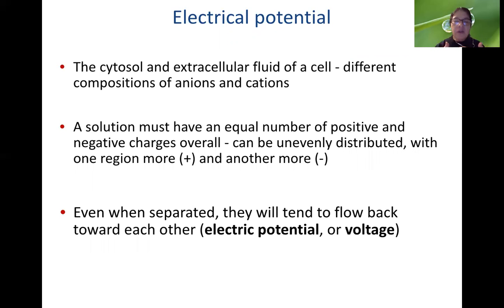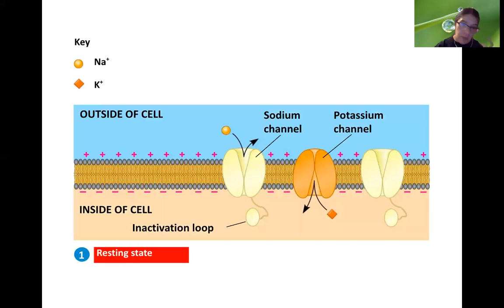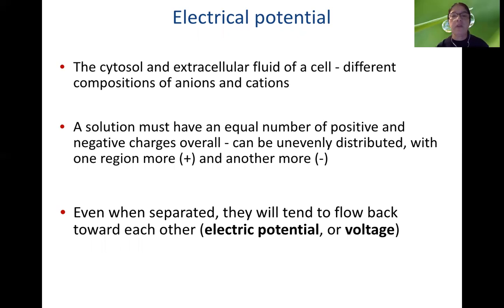However, charges do not like to be unevenly distributed. They tend to flow towards each other, right? So positive goes towards the negative, negative towards positive. So even when separated, they want to flow back. And this is called an electrical potential, right? It's a potential energy, the potential of those charges to flow towards each other. This is also known as voltage. And actually, membrane potential is measured in voltage.